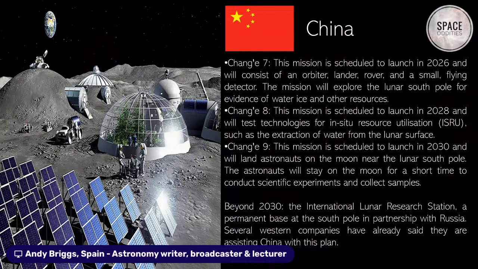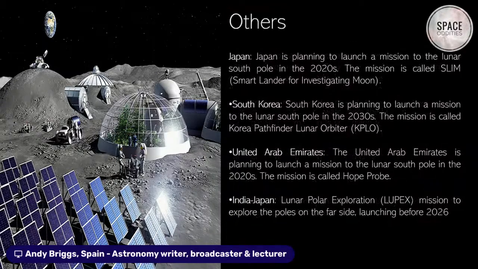And beyond 2030, China is in partnership with Russia to develop the International Lunar Research Station, a permanent base at the South Pole of the moon. And actually, there are quite a few Western companies already helping China get this thing ready. So it's definitely a goer, although Russia's role in it is a bit in question now, especially after the Luna 25 loss this week. So we'll have to see what happens there. And of course, we'll keep you posted.